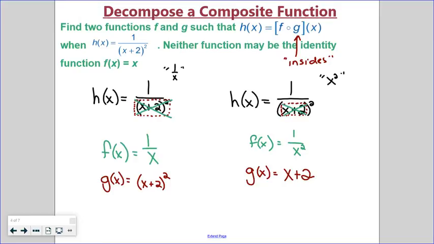So look for the insides. Look for the insides, write that out as your g of x. Cross that off with a big old x, and that's what you're replacing that with when you write out f of x.